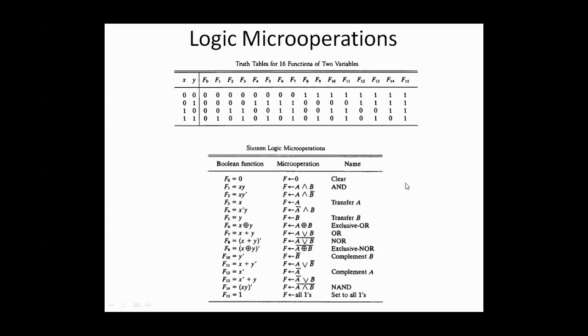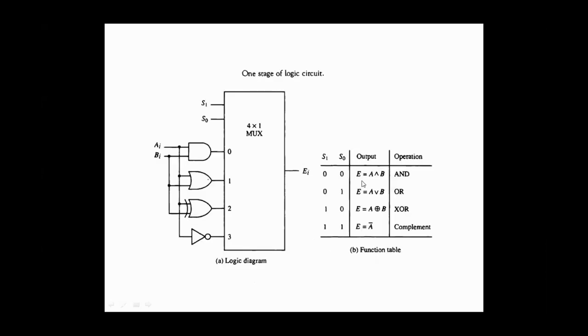And we can see the circuit also. So here in this circuit, we see that we have taken just 4 out of the 16. We are doing 4 basic operations. So this is AND, OR, XOR, and this is NOT, complement.